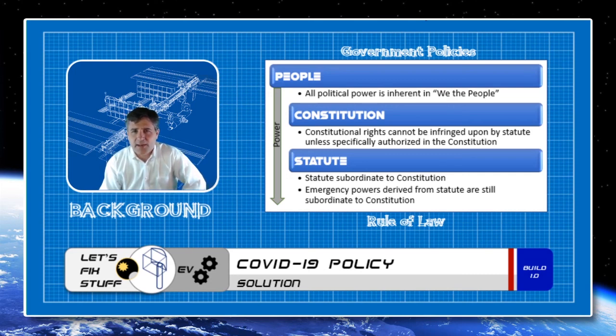Now the people grant limited rights to the government or government representatives in something called the Constitution. Constitutional rights cannot be infringed upon by something called statute. Statutes are the laws that get passed by those representatives that we have in our government. So the Constitution essentially grants limited power to our government representatives. Those government representatives use that power to pass what are known as statutes, or we commonly refer to them as laws.